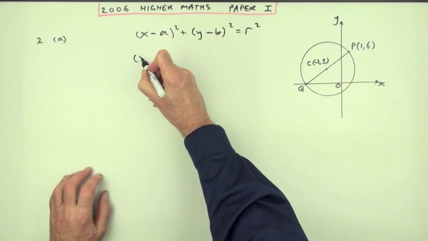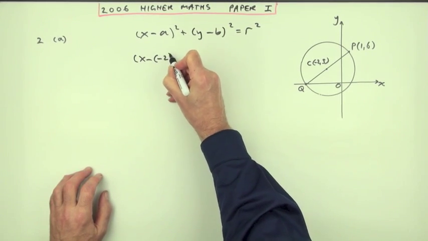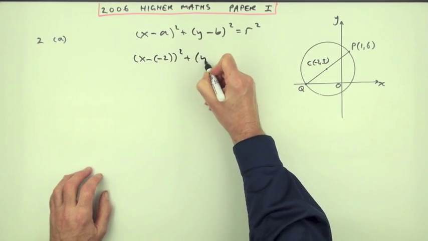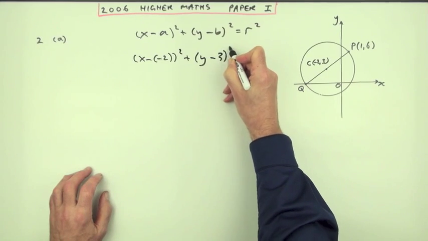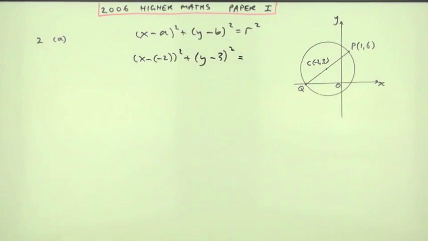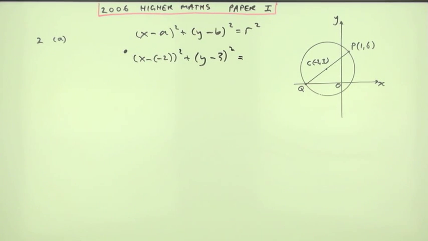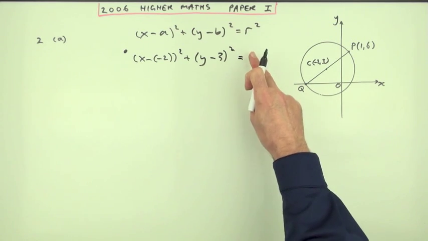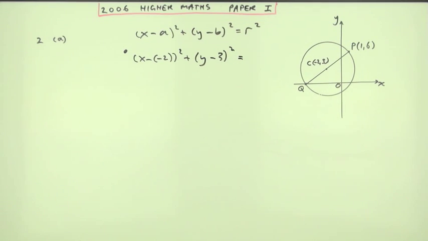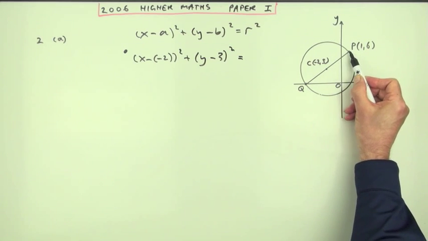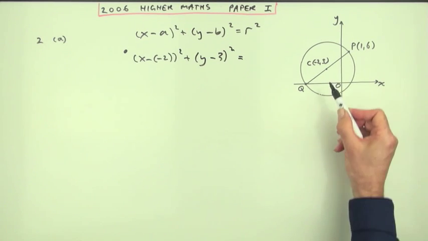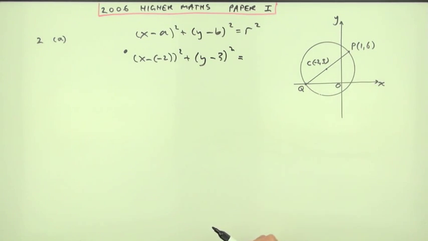So if I say that's going to be x take away the x coordinate squared, and y take away the y coordinate squared, that'll be the first mark. Not even needing to make that x plus 2, which you would do afterwards anyway. Now that means I need this radius. The radius is the distance from the centre to any point on the circumference. Well, I know these 2 points, so it's just Pythagoras.